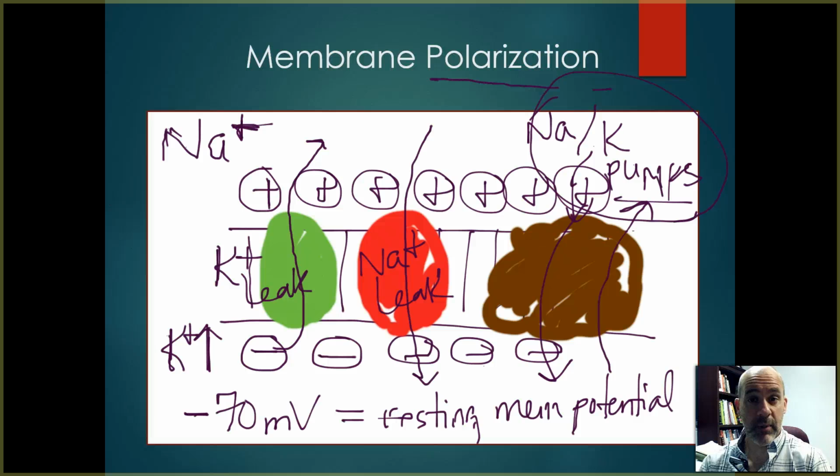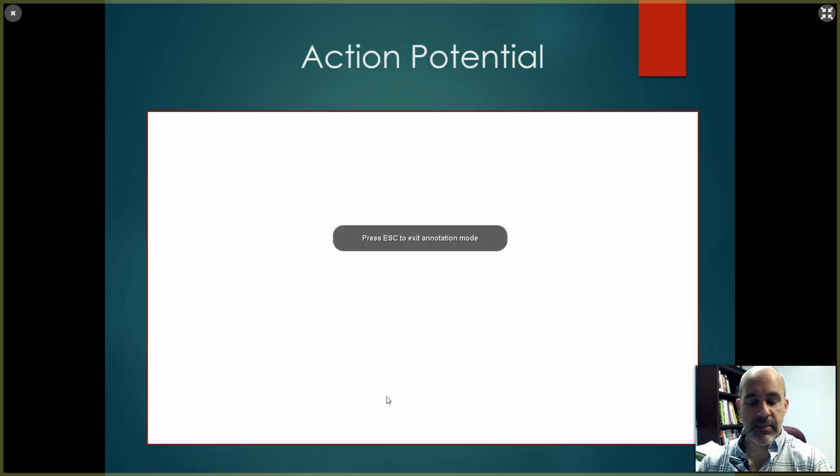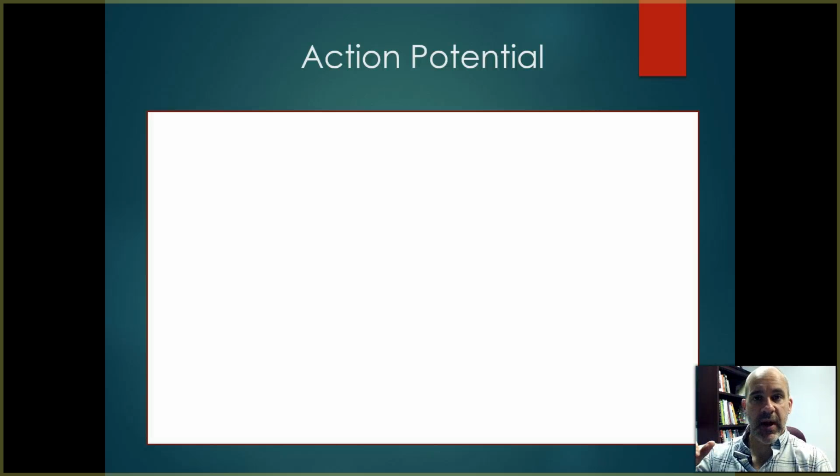And the sodium potassium pump requires energy. It gets that energy from ATP, and they actually use up quite a bit of the ATP that's generated by these motor neurons. So all those things are working together to keep the cell membrane of a resting motor neuron polarized. An action potential is a temporary but very rapid reversal in membrane polarization.